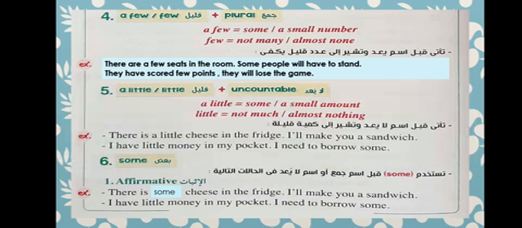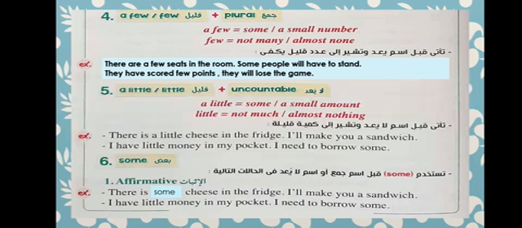It is the same with a little and little, but with a little and little, they are followed by uncountable nouns. A little means some small amount of something, but it is enough to do whatever you want to do. Little means not much, it means almost nothing, it is nearly negative. So you can consider little without the letter A as negative.